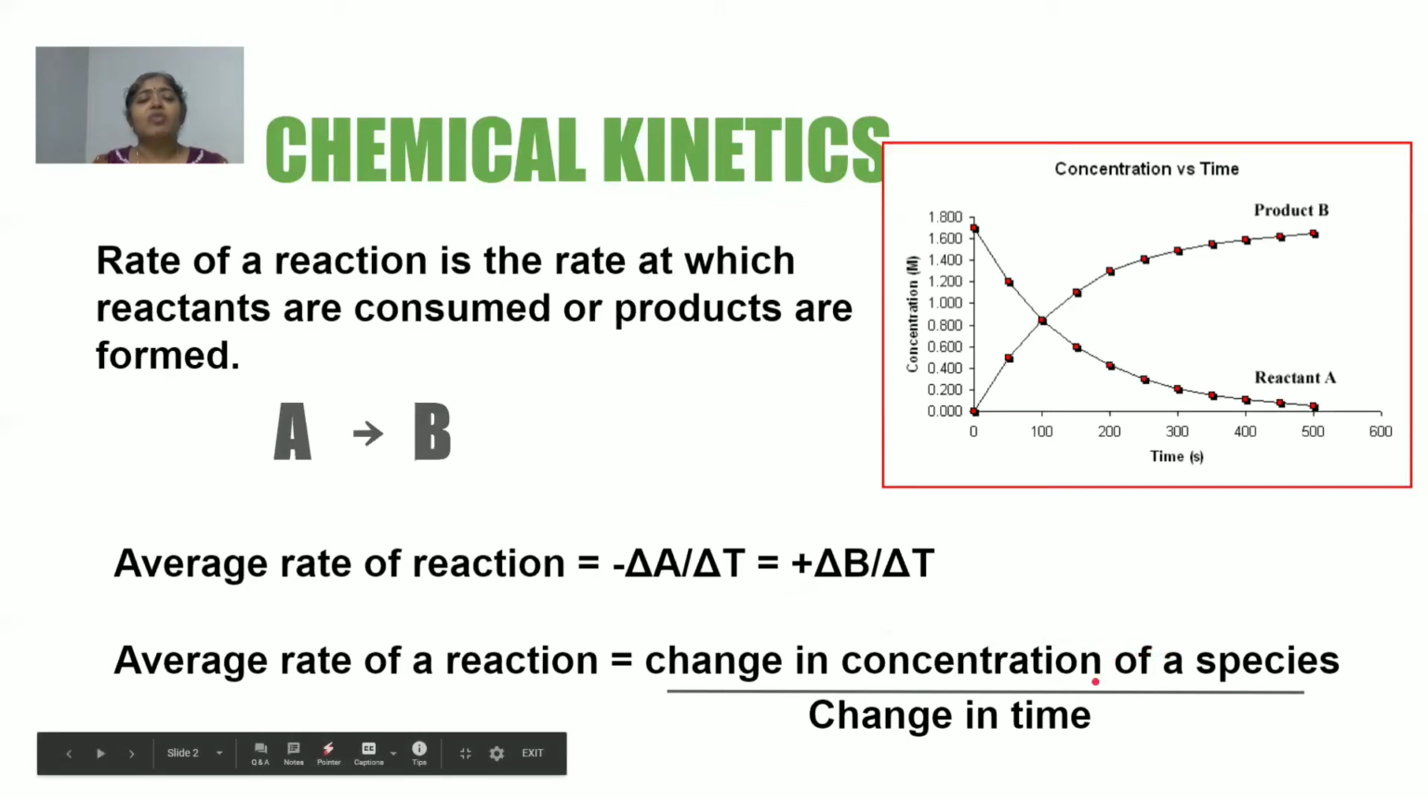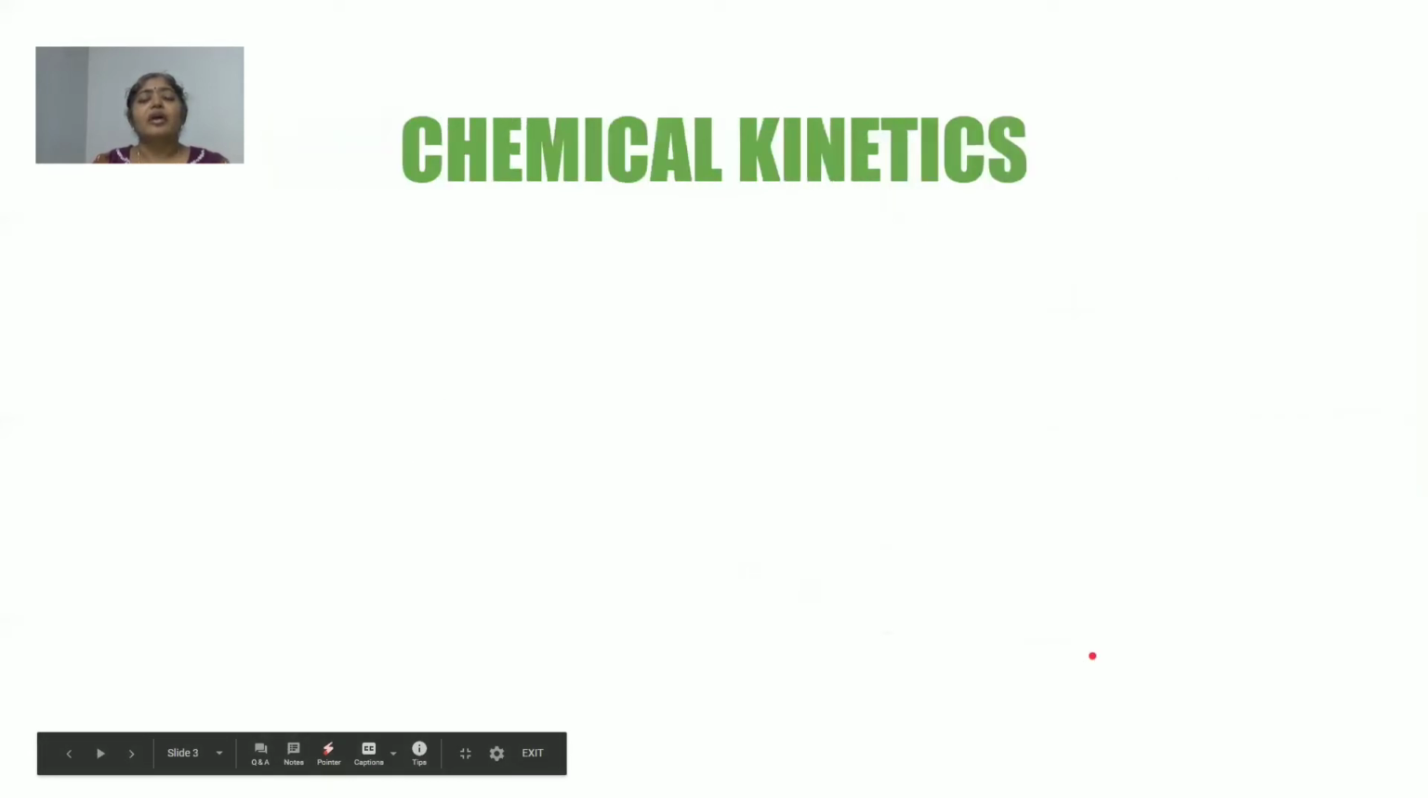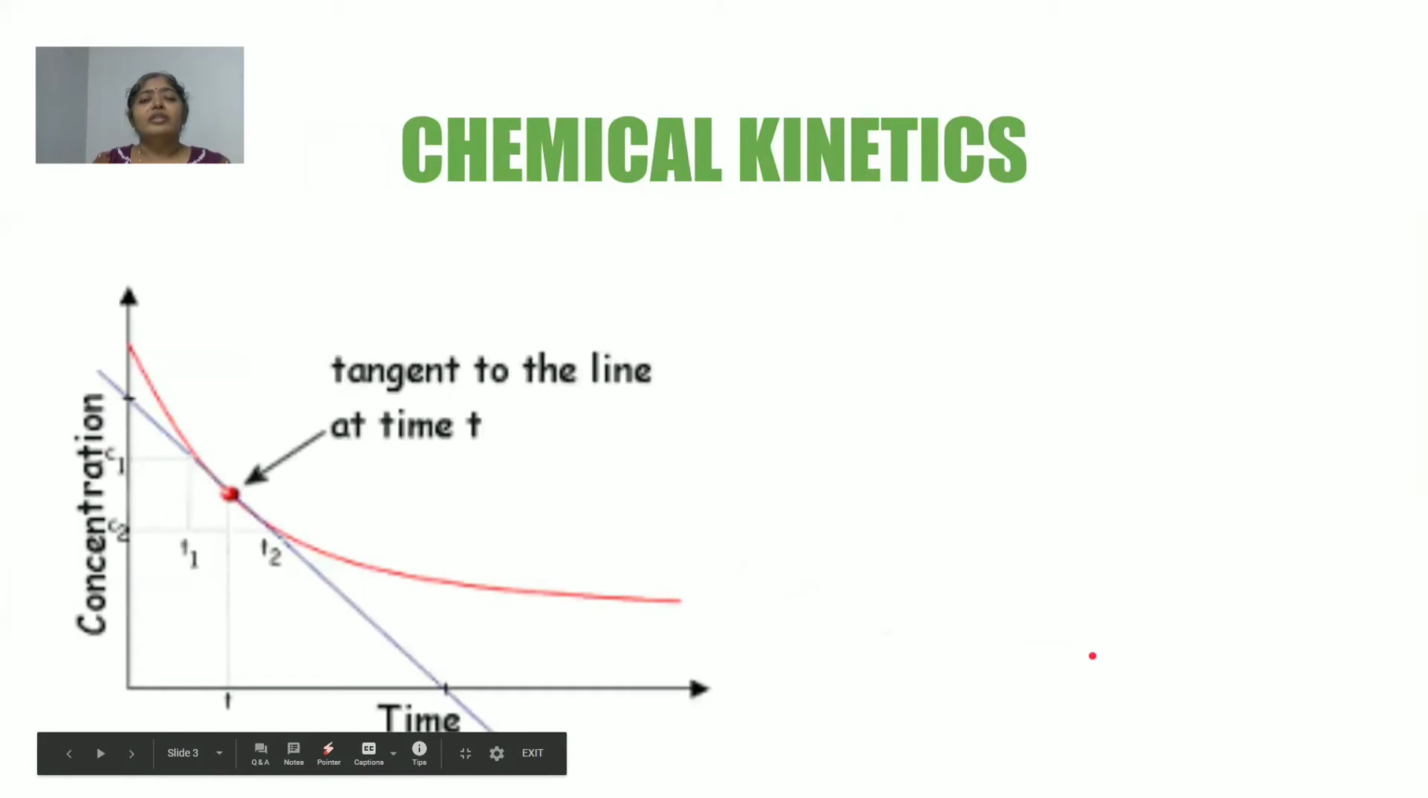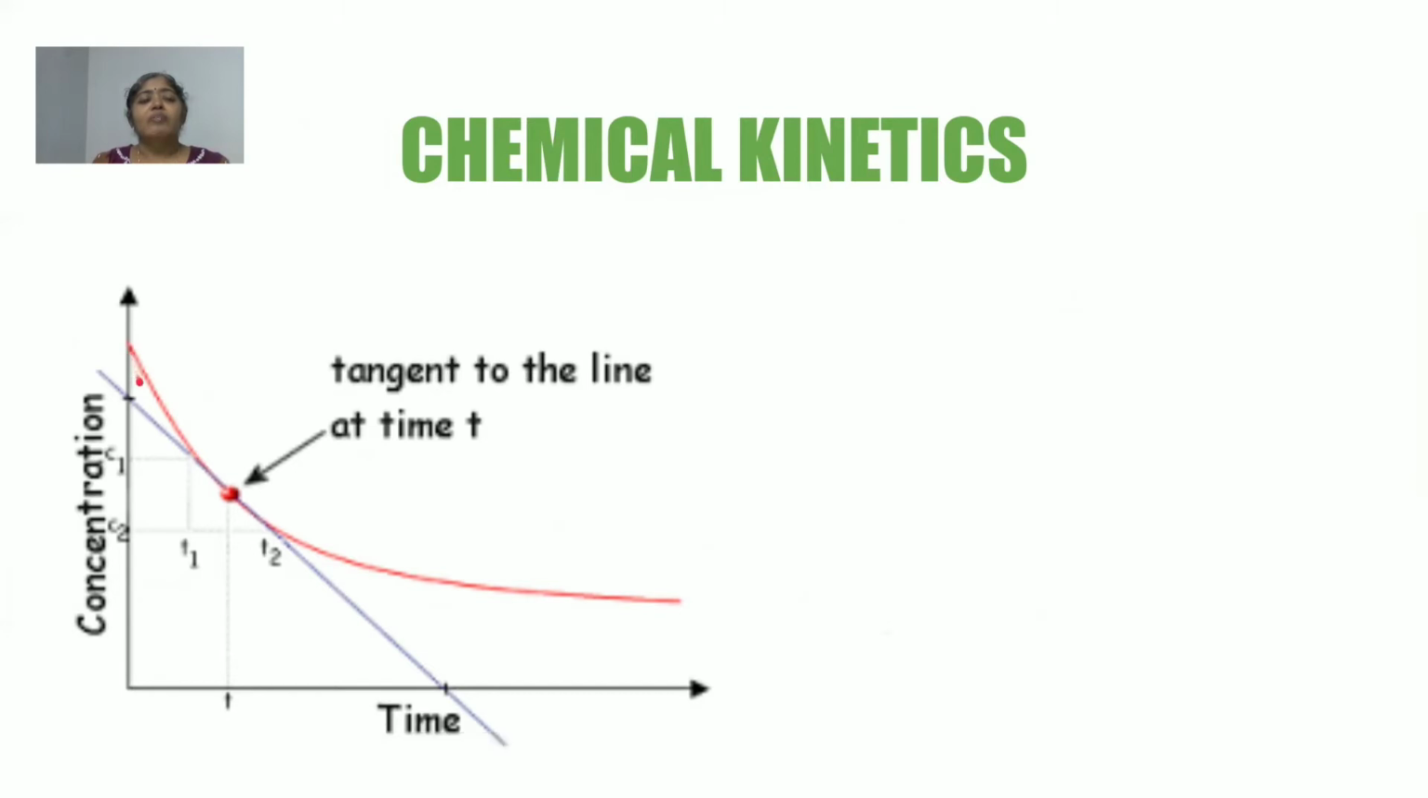So this is how we define the rate of a reaction. All right. Now, look at this graph. This graph indicates a curve. It denotes a curve. By looking at the pattern of this curve, you're able to identify that this is representing the concentration of reactants with respect to time.